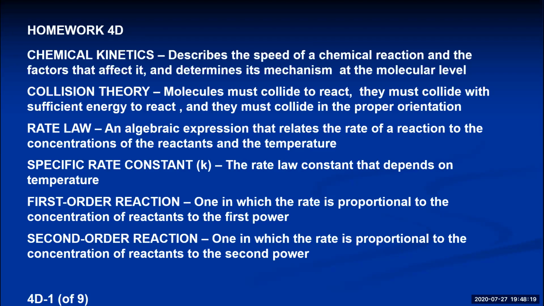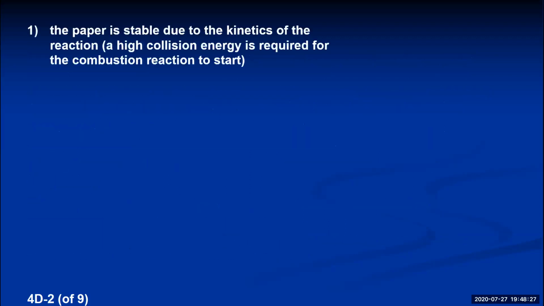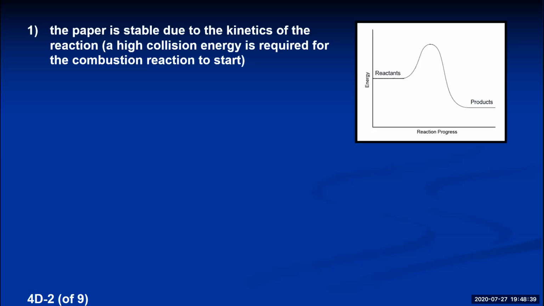Number 1, if a combustion reaction is thermodynamically spontaneous, how does the paper of a book survive being in contact with atmospheric oxygen? And the answer is that the paper is stable due to the kinetics of the reaction because a high collision energy is required for the combustion reaction to actually start. So if the paper and oxygen are the reactants and you want to turn them into carbon dioxide and water, then you need to provide a significant amount of energy for the molecules of paper and oxygen to collide with each other.